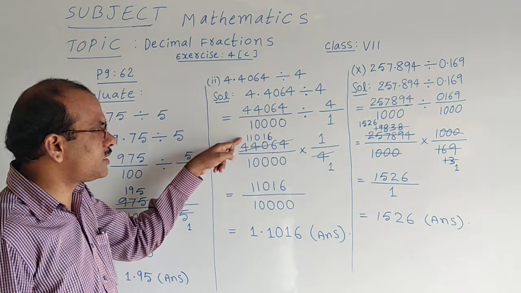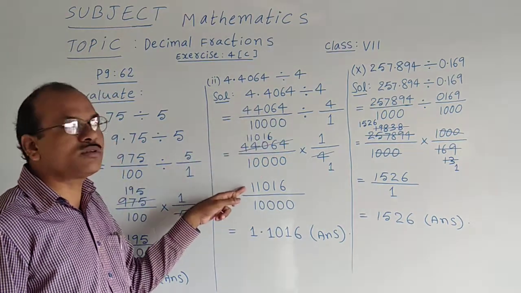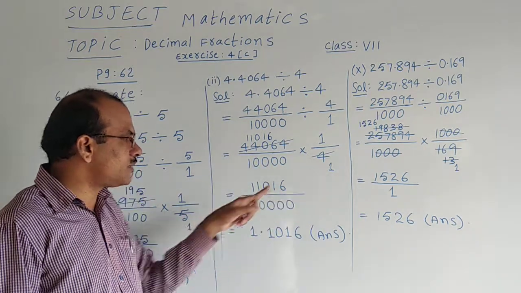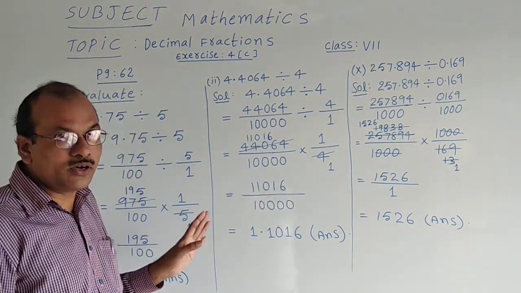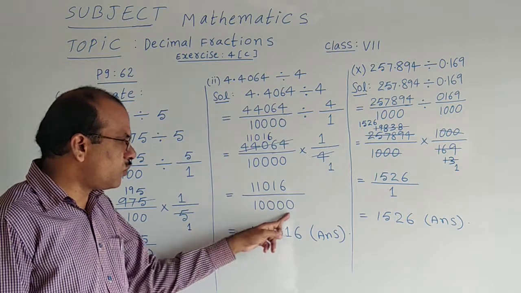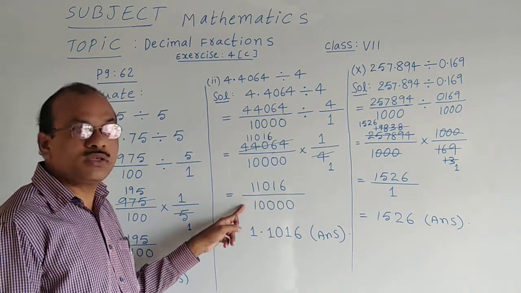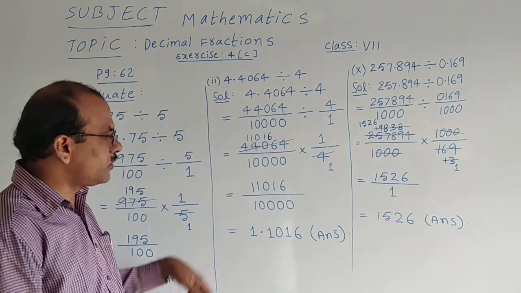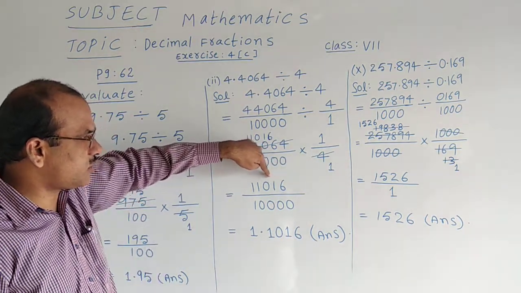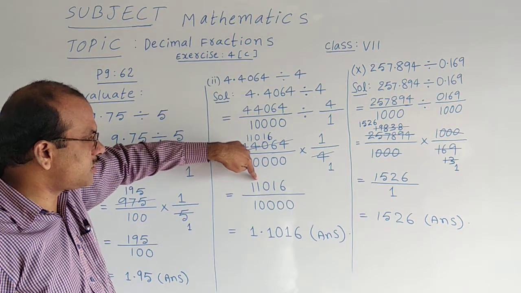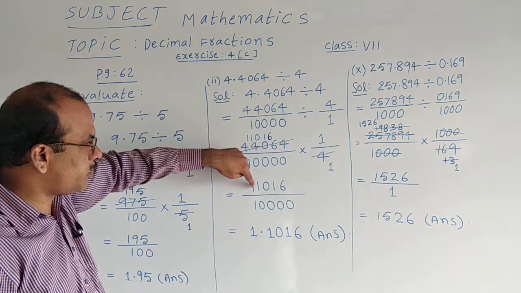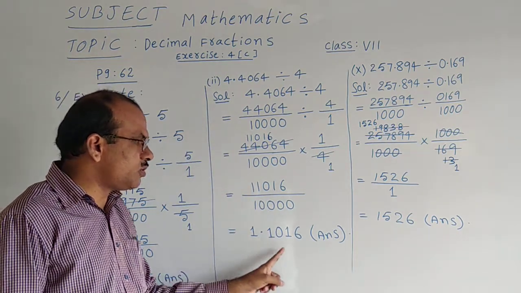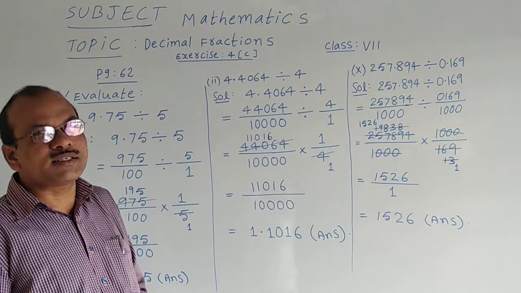Numerator 11,016: once 11,016, I have multiplied by 10,000: once 10,000. Is it clear now? Next, the number has 4 zeros and starts with 1, so the point can be arranged after 4 digits. That is, first digit, second digit, third digit, fourth digit. After 4 digits I have arranged a point here. That means 1.1016. This remains the answer.